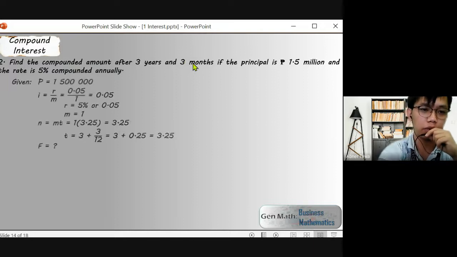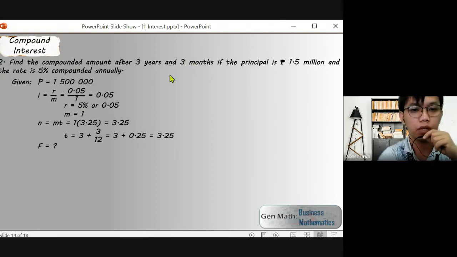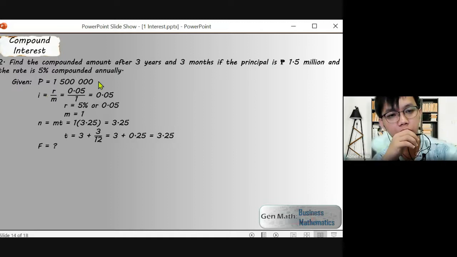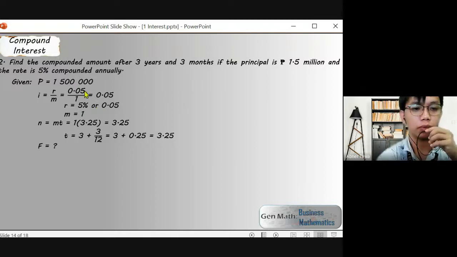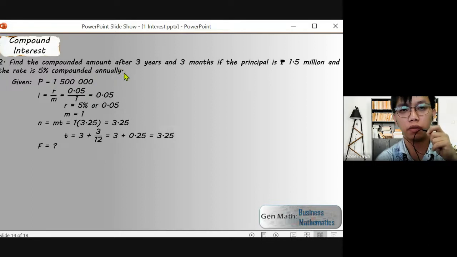So what will be our given? It is already stated that 1.5 million is our principal. And 1.5 million is the same as 1,500,000 pesos. Then I, we still need to solve that based on the given. What is our rate of interest? That is 0.05 or 5%. I do hope you know how to convert percentage to decimal form so you can proceed directly in solving I. And then the value of M: it says compounded annually, that is every year.